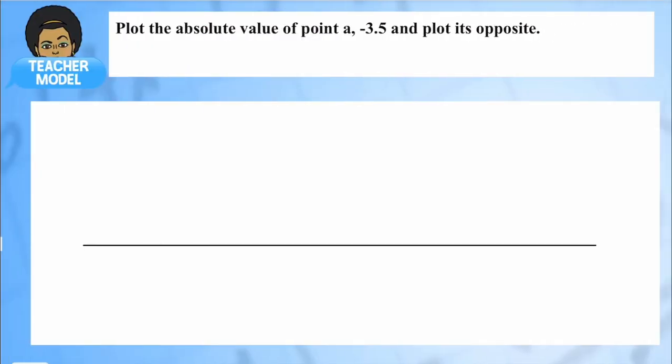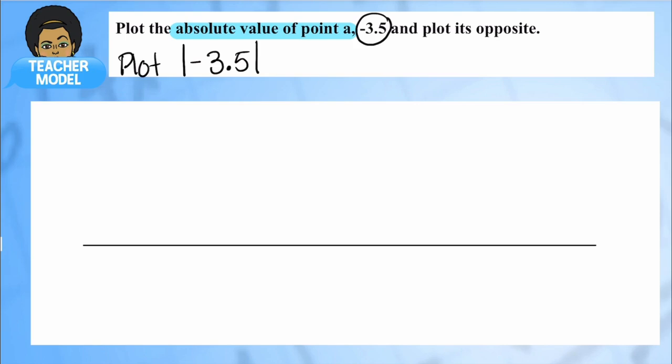And let's go to our next one. And this one is tricky. This one's worded very, very tricky. So I'm going to take my time to break this down. We want to plot the absolute value of point A. So we are not plotting A. We are not plotting -3.5. We are plotting the absolute value of a negative 3.5. That is a very different question. So let's start with that. What is the absolute value of negative 3.5?